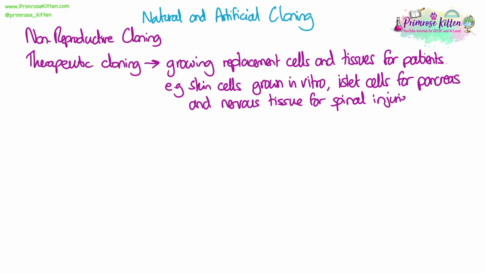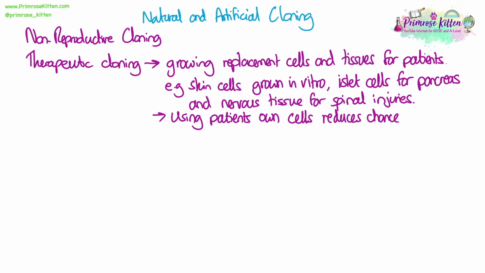Growing islet cells for a pancreas for someone who is type 1 diabetic, nervous tissue for spinal injuries as well. And this is kind of a type of cloning because we'd be taking genetic information in the nucleus of a cell from the patient and then making sure we multiply that cell multiple times, growing that cell in vitro outside of the body and then replacing it. So it would be cloning or using the patient's own cells, which is important because it reduces the chance of rejection. So it's a way of growing cells or tissues that can be transplanted that are not going to be too different and are not going to cause the immune system of the person to react.